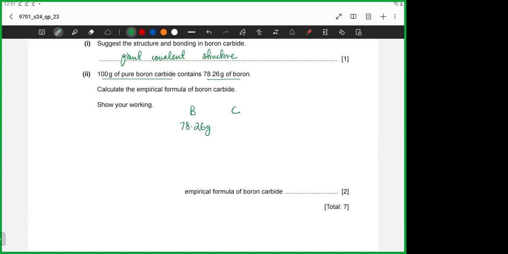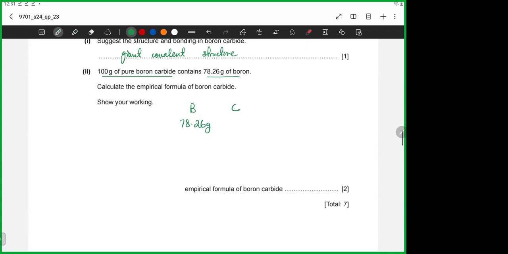We have 78.20. What's 100 minus 78.26? It is 21.74 grams. Because how do you find the empirical formula? You divide by the molar mass, which I think for boron is 10.8 in the periodic table. For carbon it's 12. So you find the moles of both.